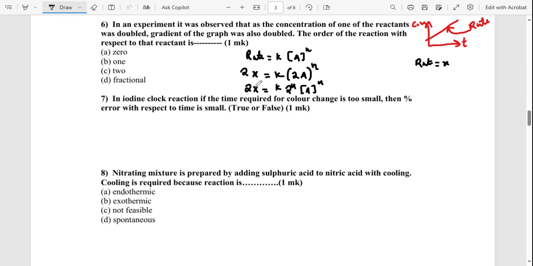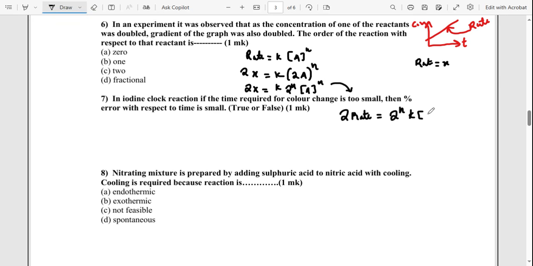Then at this point, remember x is representing the rate. So this can become 2 times the rate is equal to, I remove the 2 to the power n, and then we have got k and the concentration of A raised to the power n. So you see this term here is the same as the initial term.